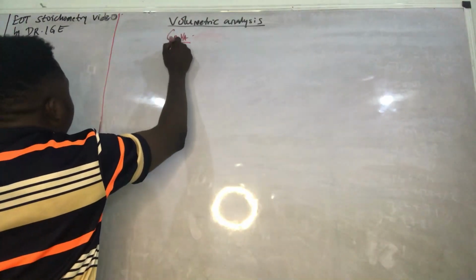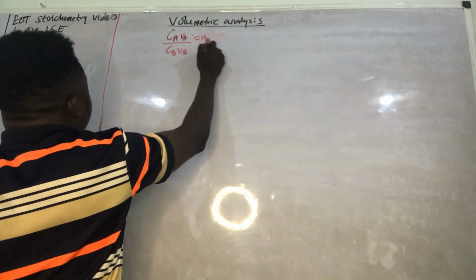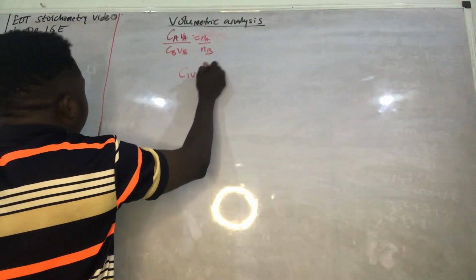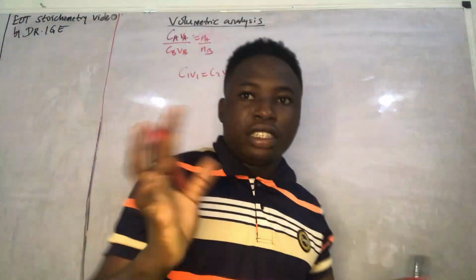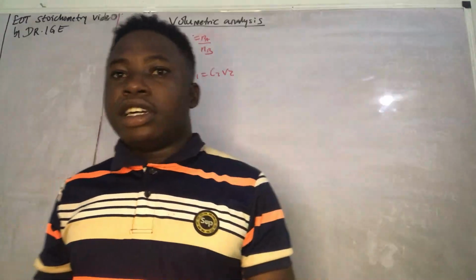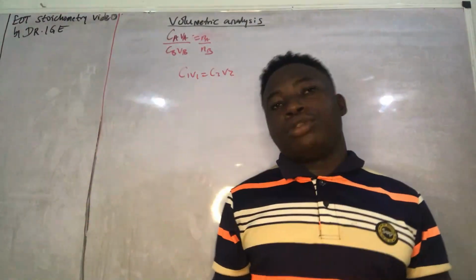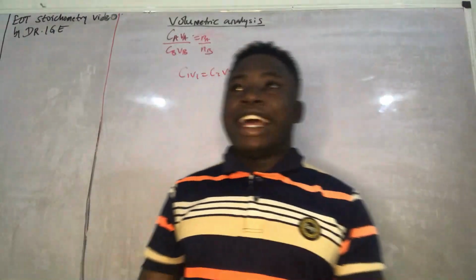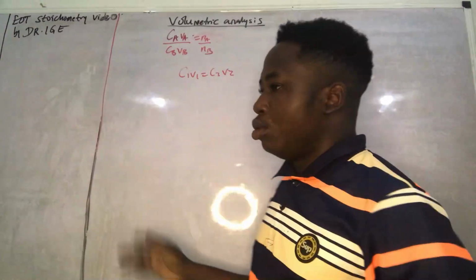CAVA over CBVB is equal to NA over NB, and also C1V1 is equal to C2V2. Now, the questions that have to do with these formulas are the questions I'm going to talk about now. The ones we did on stoichiometry of solutions, like normality and molarity, are quite different, but they are similar to this part.